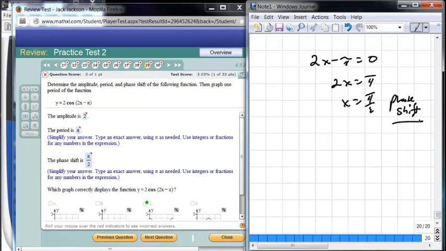Okay? And the amplitude is the absolute value of the a, so that's going to be absolute value of 2 is 2, so that's the amplitude. The period is 2 pi divided by the absolute value of b, so that's 2 pi over absolute value of 2. The 2 I'm talking about is this coefficient of x here. And so that's just pi, so the period is now pi.